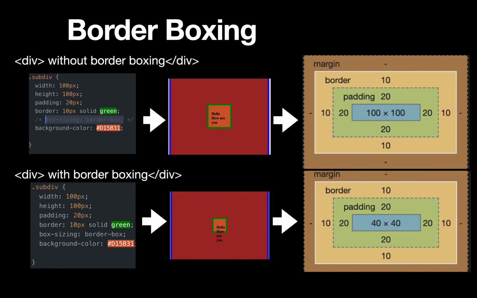Let me show you some real-time examples. Here are the two sets of code. I have given a div whose class is subdiv. You can see the green border box which is at the center. Without box sizing, the paragraph, the "hello how are you" text, actually sits perfectly inside the subdiv class div. It's because it expands itself.